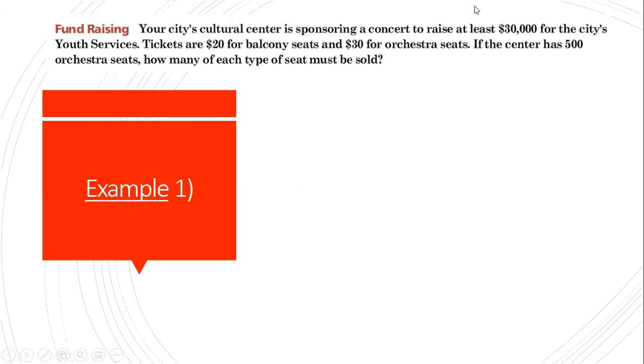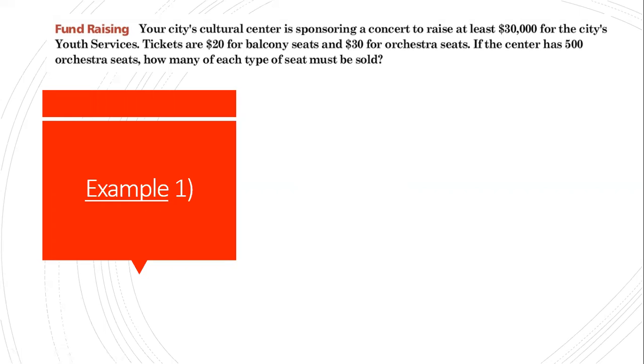So here we have: your city's culture center is sponsoring a concert to raise at least $30,000 for the city's youth service. Tickets are $20 for balcony seats and $30 for orchestra seats. If the center has 500 orchestra seats, how many of each type of seats must be sold?